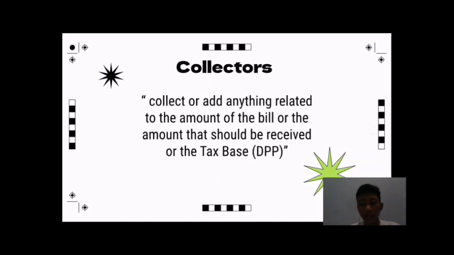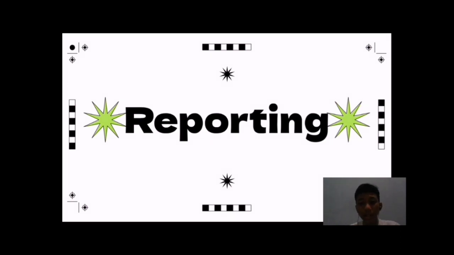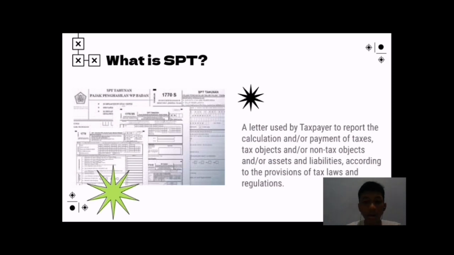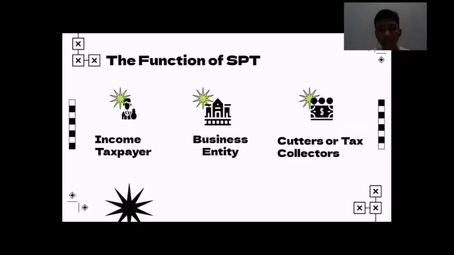After we make and have a taxpayer identity number, we have an obligation to report our reporting letter, or surat pemberitahuan, or SPT. So, what is SPT? SPT is a letter used by taxpayers to report the calculation and or payment of taxes, tax objects and or non-tax objects, and or assets and liabilities according to the provisions of tax law and regulation. So I divided the function of SPT into three parties. First one is income taxpayer. Second one is business entity or taxable entrepreneur. The last one is cutters or tax collectors.